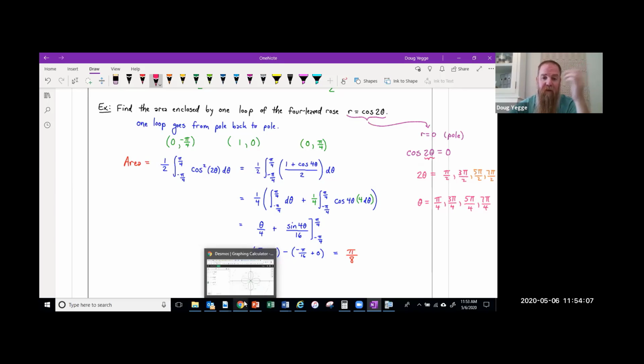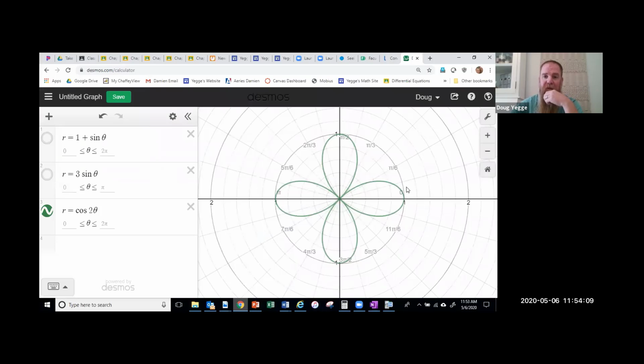Well, that's why Desmos can help here, because if I know that I'm going to be starting, let's say, over here, and I go from 0 to pi over 4, that's not going to be one petal. So maybe you're like, well, maybe I've got to go until I get to another pi over 4. So that would mean that I'd have to go from pi over 4 to 3 pi over 4 again. So I could go from pi over 4 to 3 pi over 4, because that would give me this petal.